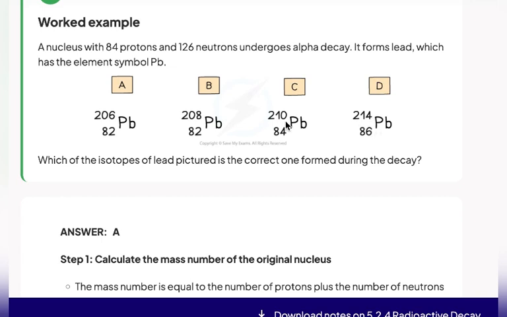Obviously, it's not this one. It's not this one. This one is the original element that decayed. The original element that decayed, right?